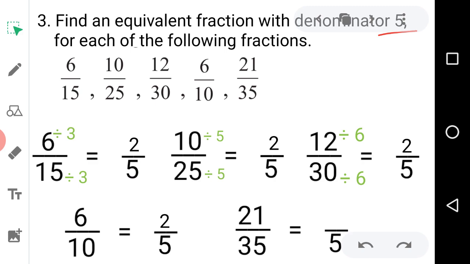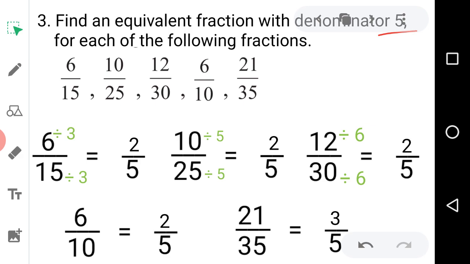Now see the next one. Next one is 21 upon 35. Here again 5 is smaller than 35. So we need to divide. If we divide 35 by 7, we get 5. So we need to divide 21 by 7. 21 divided by 7 is 3. So we get an equivalent fraction 3 upon 5 of 21 upon 35.